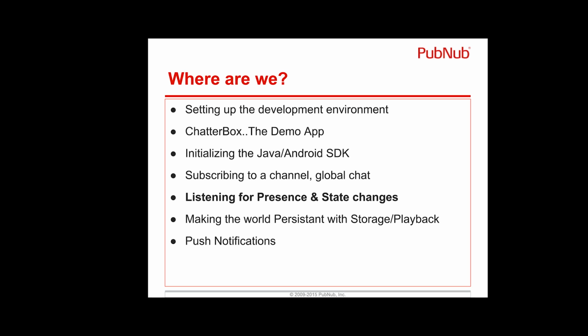All right, so we've set up our development environment. We've taken a look at the Chatterbox demo app. Again, that's out there on GitHub. We've initialized the Java Android SDK. We've subscribed to a channel so that we can listen to messages coming in from the channel. Again, it's just a matter of calling subscribe and passing in a callback. Now we need to determine who's actually on a channel and when state changes occur. And that's what we'll be looking at next.